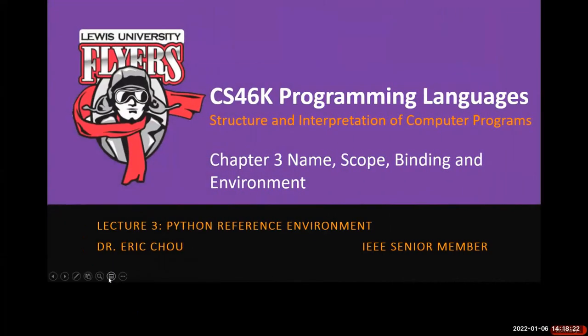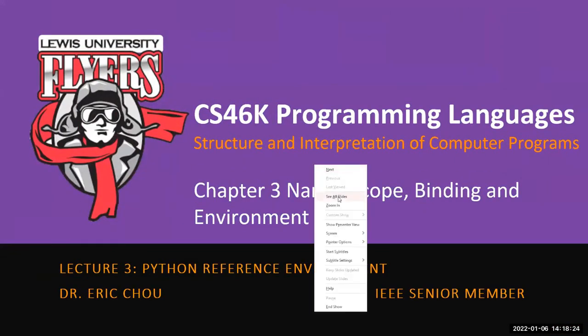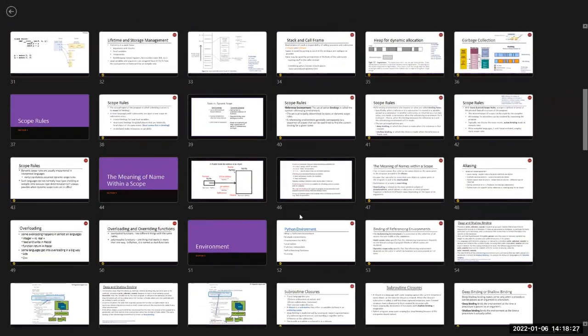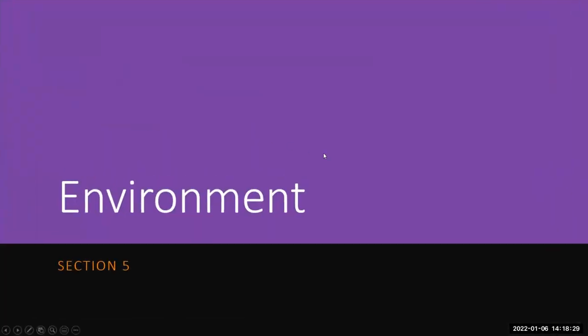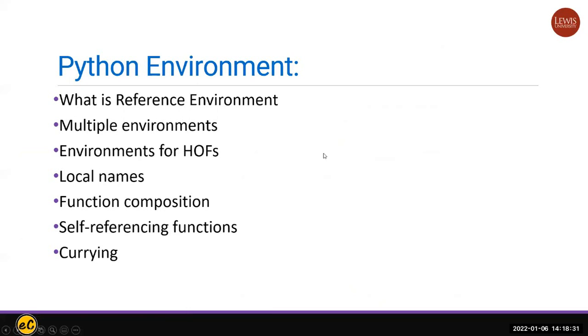So environment is a whole set of the bindings that you know. The whole set of bindings that you use is called the environment. And when you pull in your namespace, the environments may merge, so you may have multiple environments. You have environment for higher order functions, you have local names, you have function composition, self-reference functions, and coding. These all affect your environments.